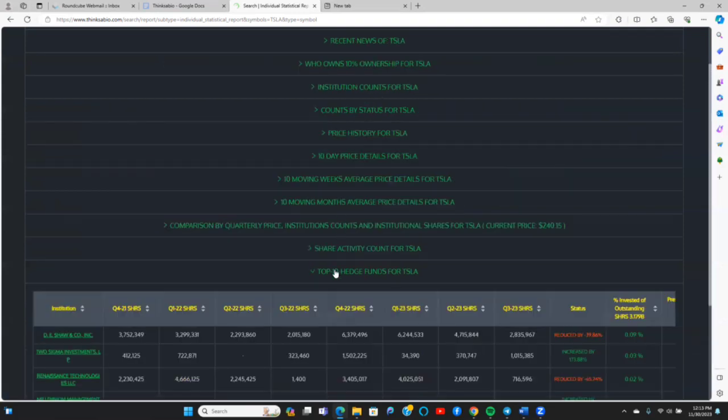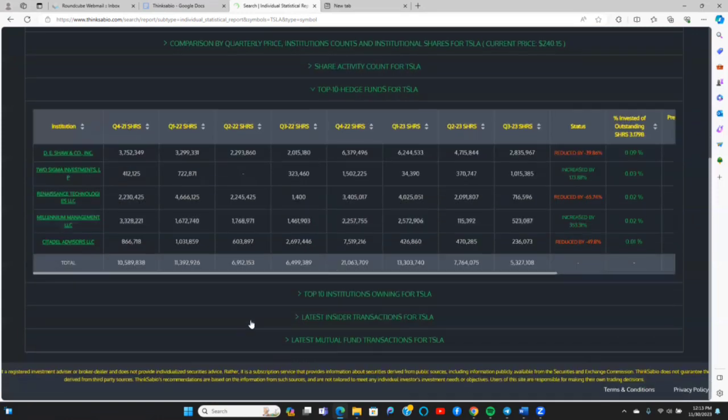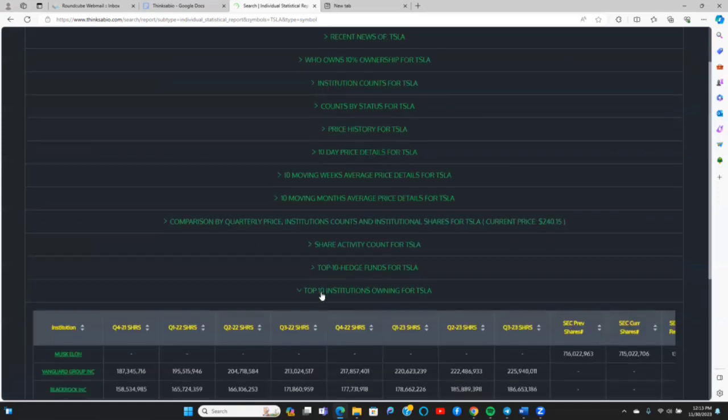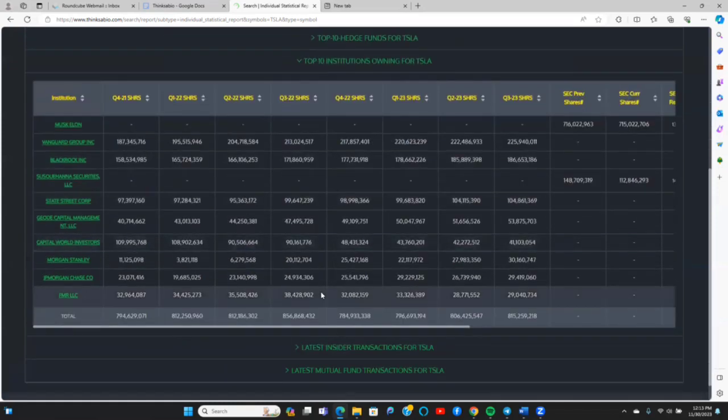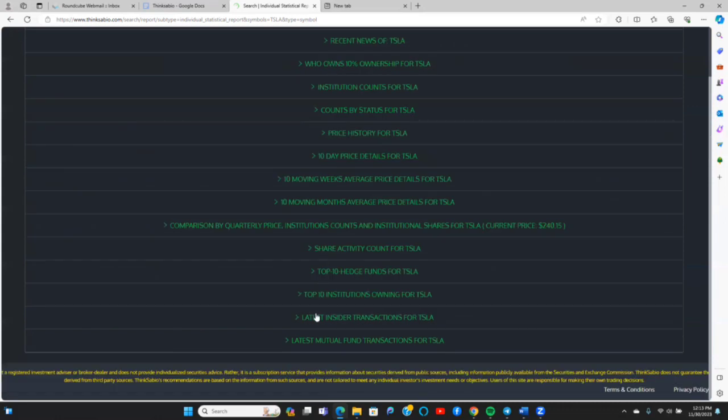From there, we have the top 10 hedge funds. These are the hedge funds that have the most stock in Tesla. You can look at their shares over each quarter, going back to Q4 2021, and how much that has increased. And this gives a good look at who's investing in Tesla and how much they're investing, whether they're buying or selling. The top 10 institutions, similar to the hedge funds, but it does show institutions like Vanguard, BlackRock, and State Street.